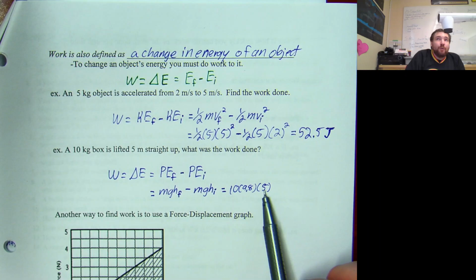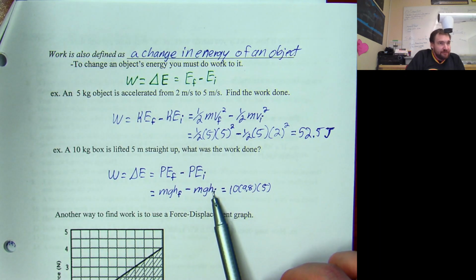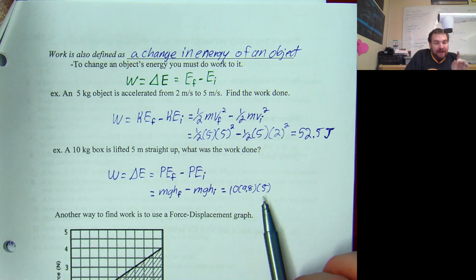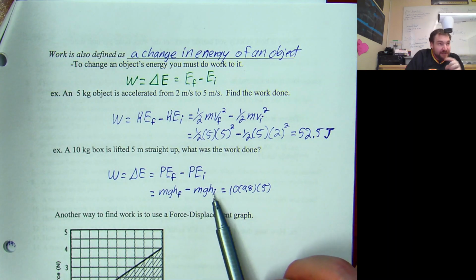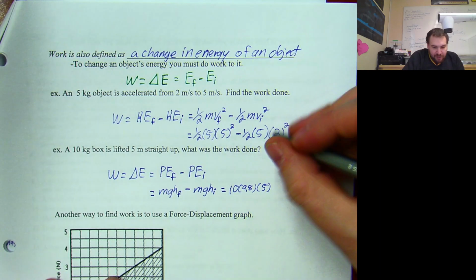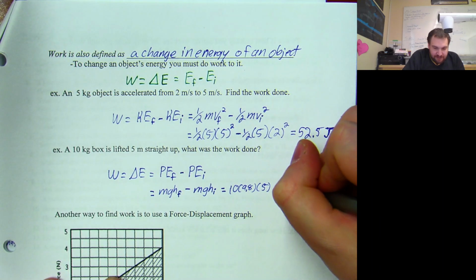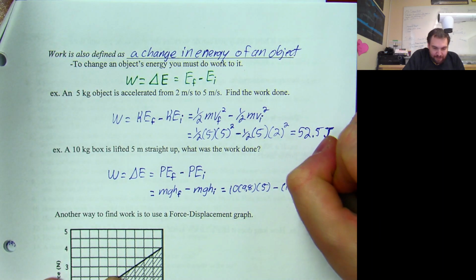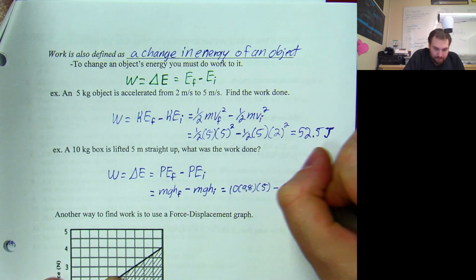By putting 5 here, what am I assuming my initial height is? Think about what you're saying before you say it. If I'm putting my 5 here as my final height, then what is my initial? What am I assuming my initial height to be? 0. Thank you. So then this is going to be minus 10 times 9.8 times 0.